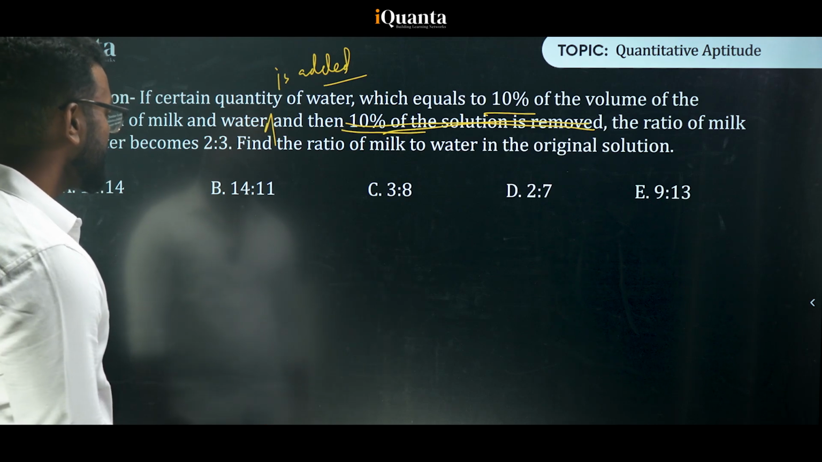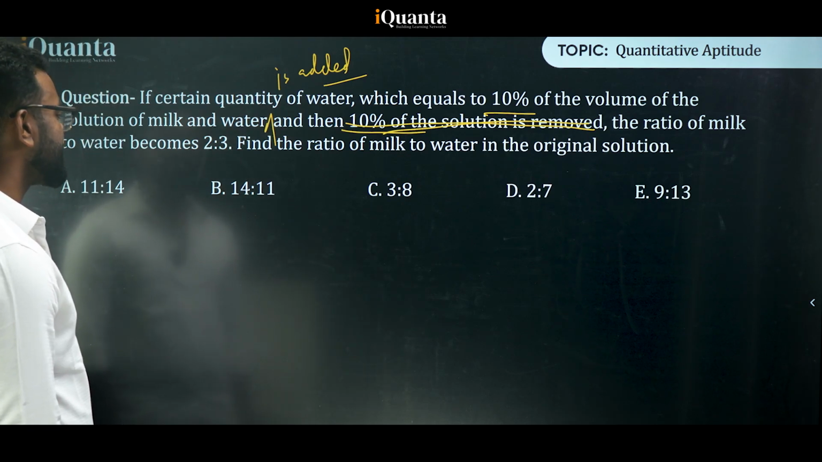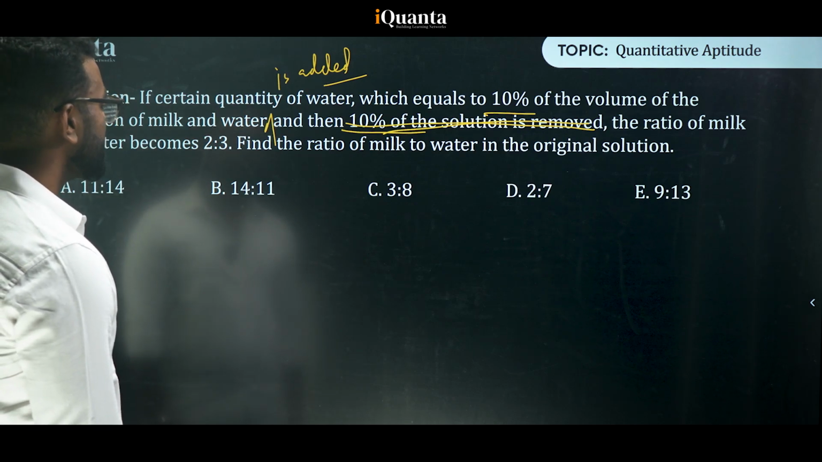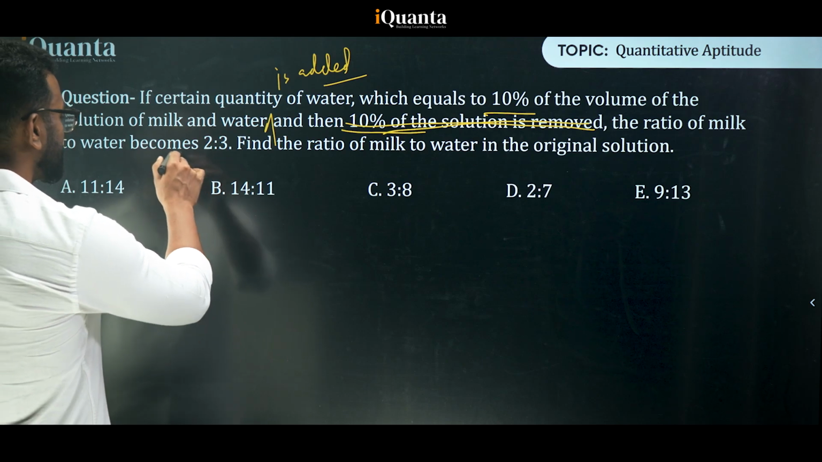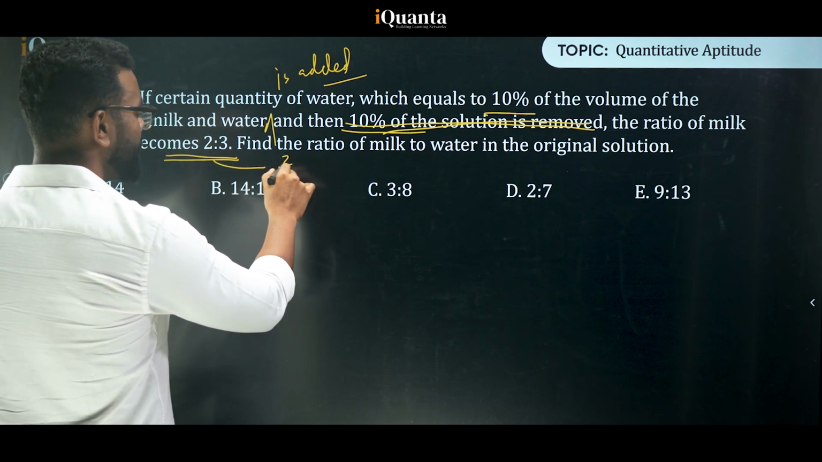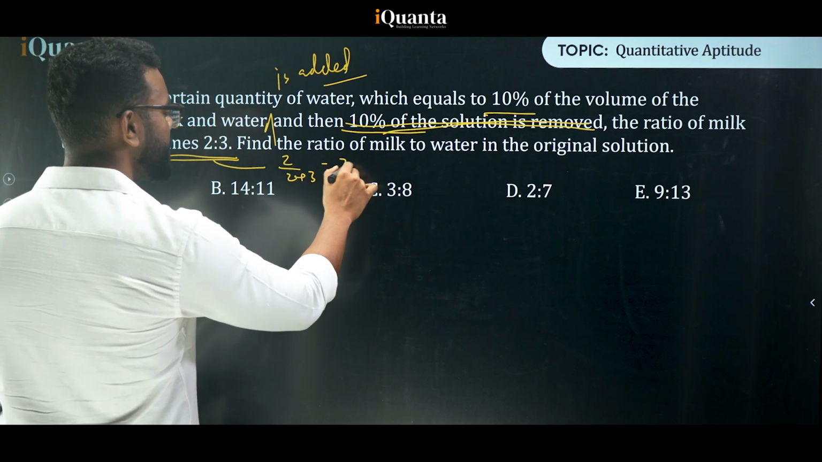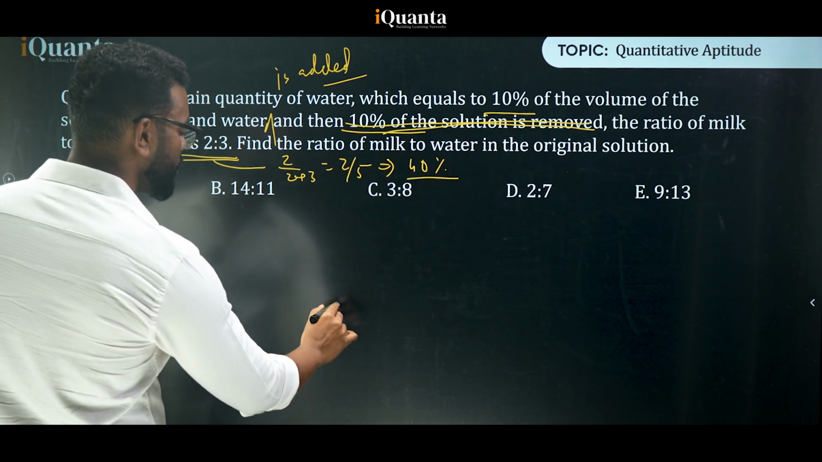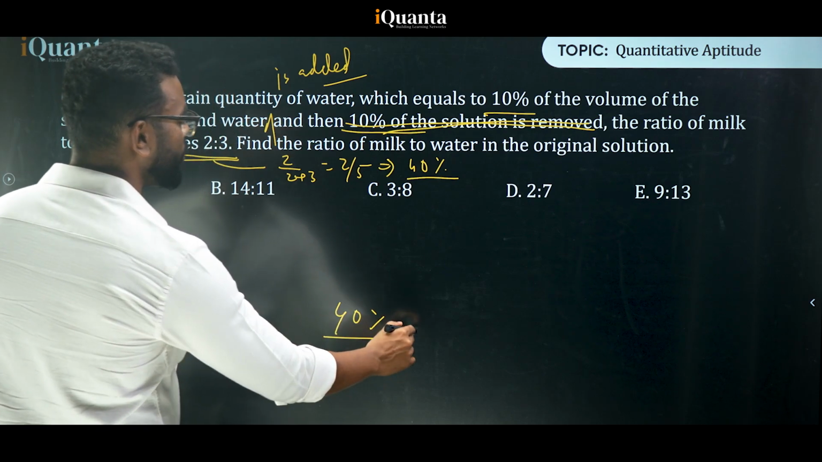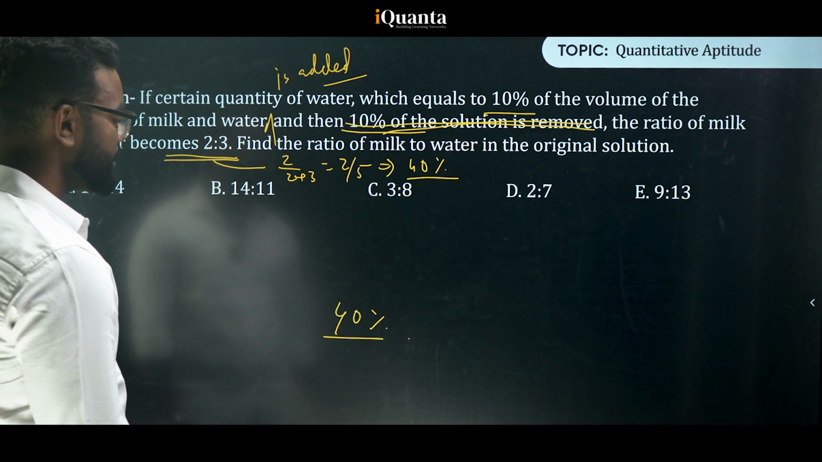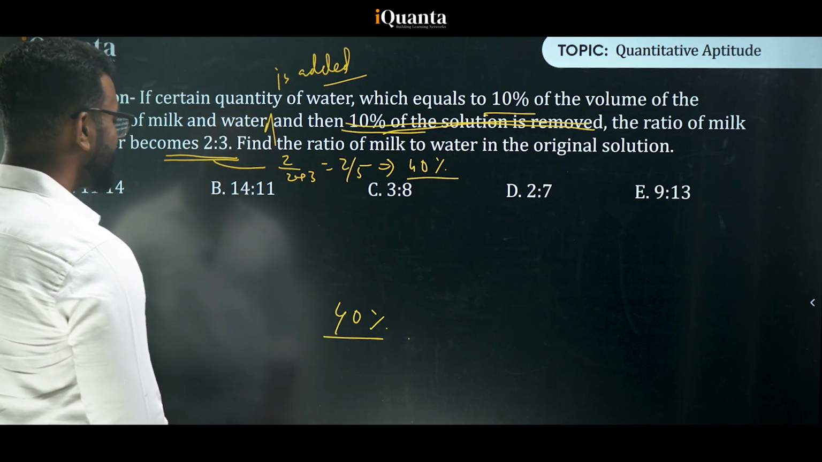That is the question. Now you need to understand one thing. It is 2:3. 2/5 is 40%, right? So now the resultant is 2:3, that is 2/5. So 2/(2 plus 3) is basically 2/5, which is nothing but how much? 40%. So I get in the resultant solution, the amount of milk is 40%, right? So this is 40%. Understand it carefully, right?